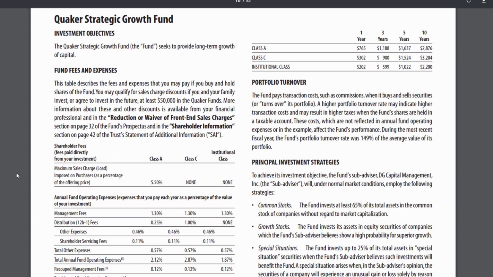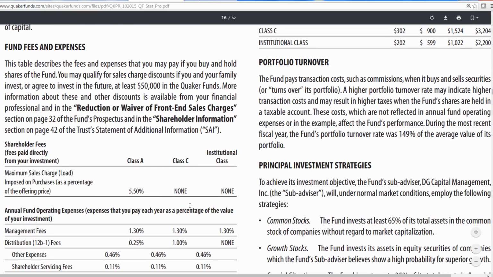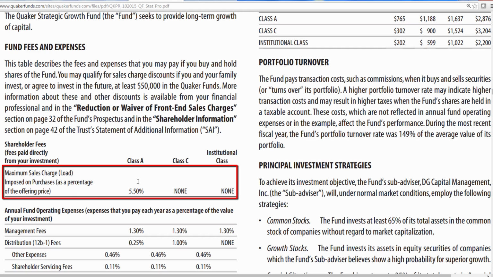So let's see if we can find the sales charge here. Let me blow this up a little bit, and yes, it is. It's right here. You see where it says maximum sales charge or load imposed on purchases as a percentage of the offering price. So they're obvious, they're honest, they're saying this is what it is. And with Class A shares, it's 5.5%. Holy moly, 5.5% just to get in the door?